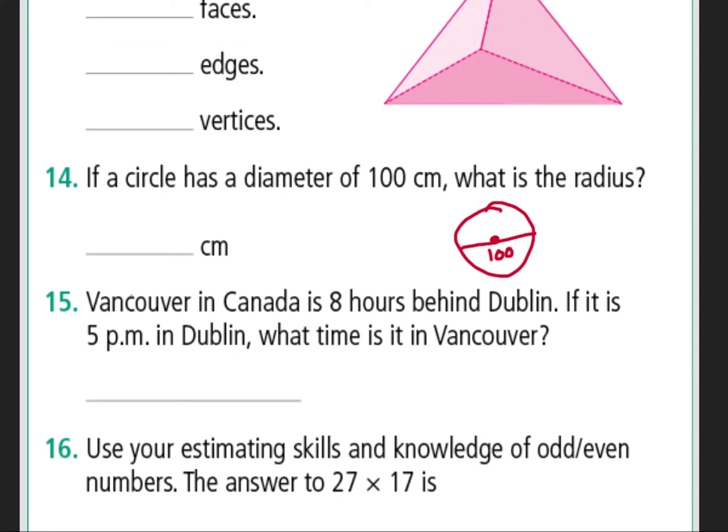Number 15. Vancouver in Canada is 8 hours behind Dublin. If it is 5 p.m. in Dublin, what time is it in Vancouver? Now the easiest way to do this is to count backwards in hours from 5 p.m. So we're going to go 4 p.m., 3 p.m., 2 p.m., and we're going to keep going till we've counted back 8 hours, and that'll tell us what time it is in Vancouver in Canada.